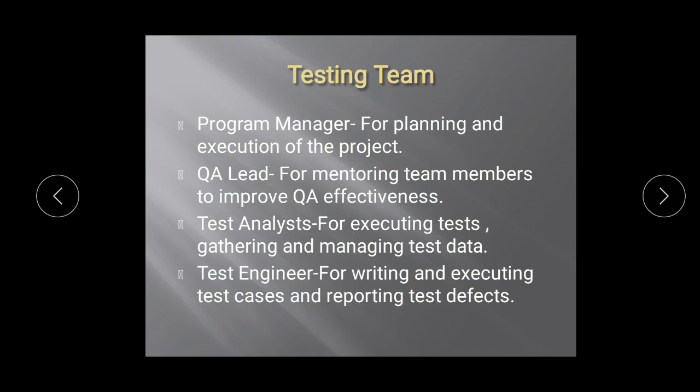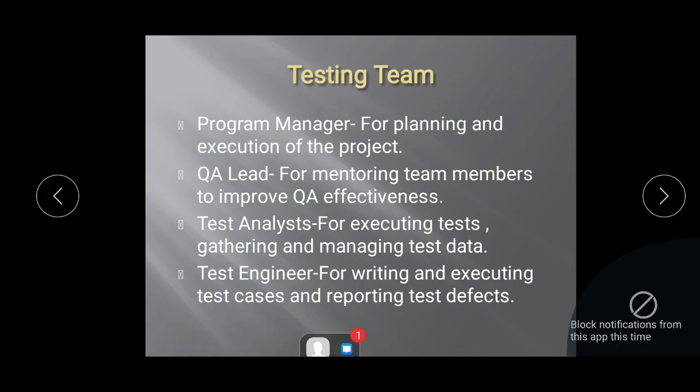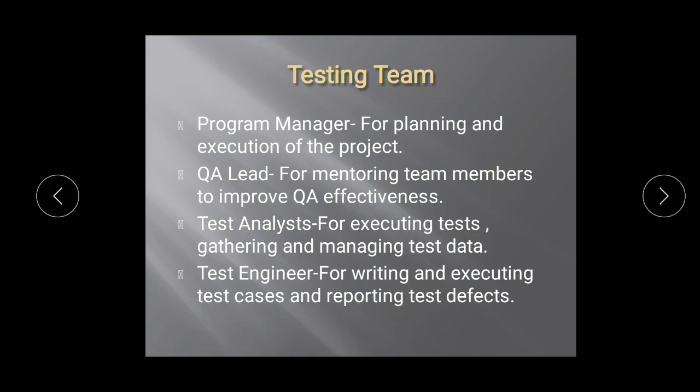Planning and execution of the project, from the initial planning till the execution, the whole process is looked after by the program manager. The QA lead works on quality assurance effectiveness, how to improve the upgradations of a particular software, whether it is a technique, method or a whole project. All these effectiveness methods are improved by the quality assurance lead. Then there is the test analyst, for executing tests, gathering and managing test data. Every time executing test processes, gathering the information, that is the code, and managing that test data.